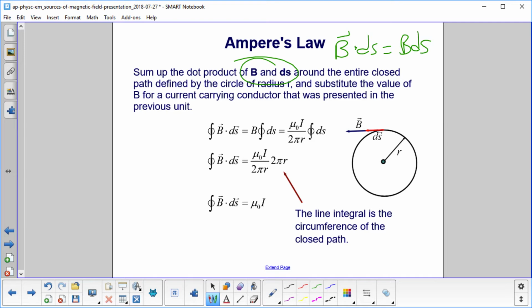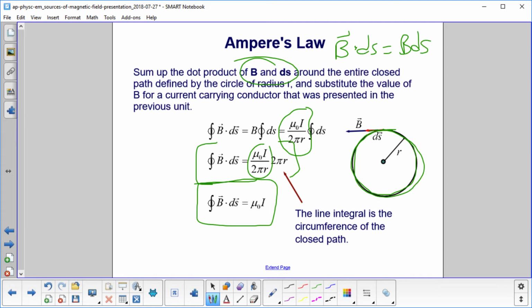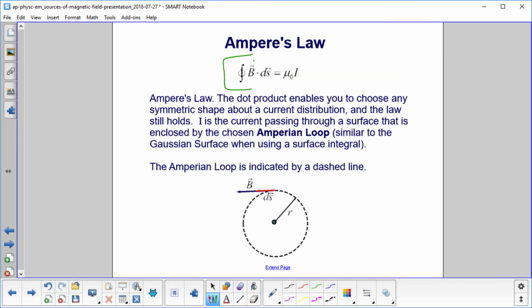And then substitute in for B the value of the magnetic field that we found from Biot-Savart. So what we're left with is over here, okay, we have the value of B, and we add up all the little ds's. We do a line integral there, add them all together, and what do we get? Well, we get the circumference of the closed path, which is 2 pi r. Things divide out, and we have the closed path integral, the line integral of B dot ds over this line here, the circle, the circumference, is equal to mu 0 I. This is Ampere's law.